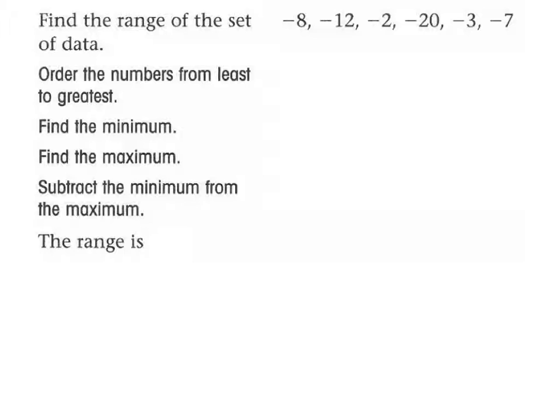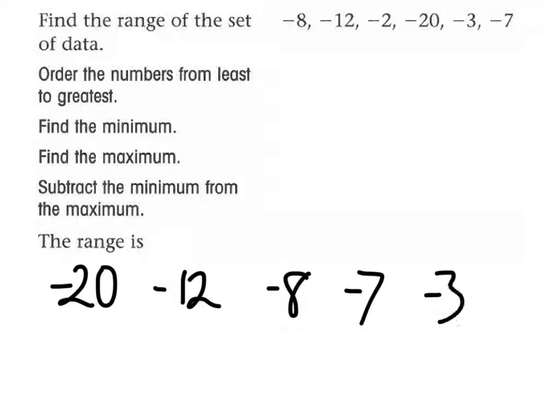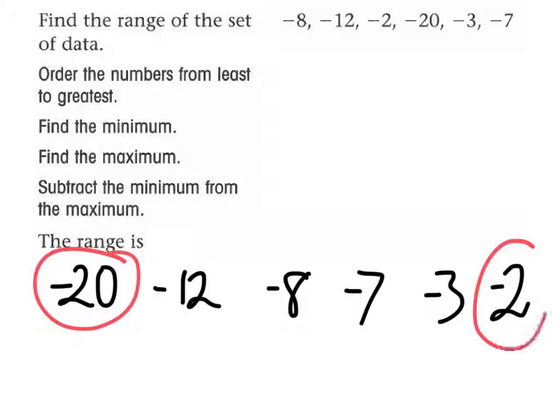So we know how to find the mean, median, and mode, along with the minimum value and the maximum. Right now we're going to be looking for a range, and I'm going to tell you what that means in a moment. First, however, we're going to have to order these numbers from least to greatest. So when I'm looking at it, I see that negative 20 is the smallest number, the minimum value, along with negative 12, and then negative 8, negative 7, negative 3, and then negative 2. So our minimum value is negative 20. Our maximum value is negative 2.